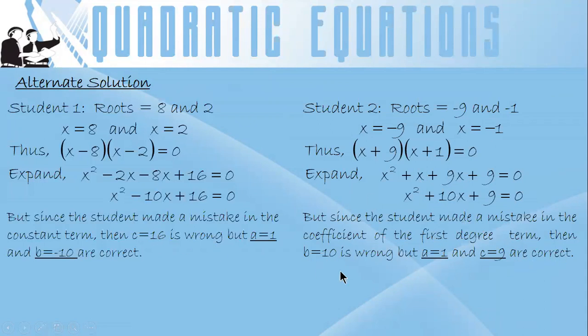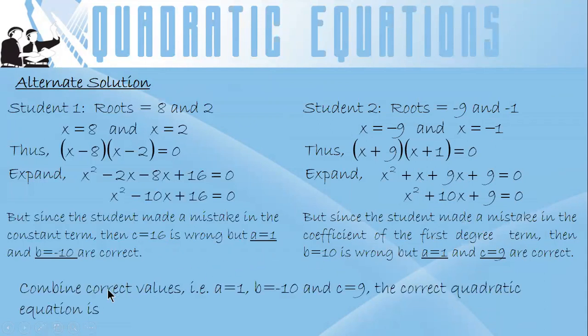So what we will do is collect their correct values. So, A is correct, 1 here. Then B is correct, negative 10. Here C is correct, 9. We substitute these in the general equation, and we get x squared minus 10x plus 9 equal to 0.